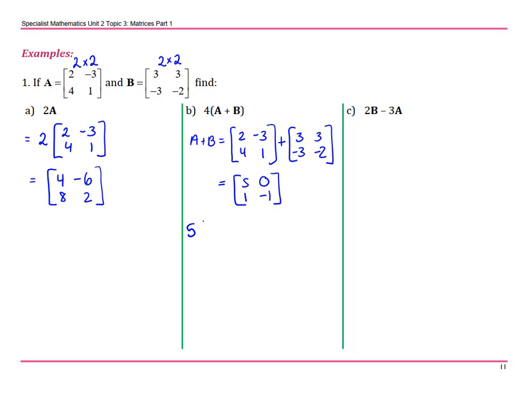So now I'm going to times that by 4. So I've got 4 lots of 5, 0, 1, -1. 4 times 5 is 20, 4 lots of 0 is 0, 4 lots of 1 is 4, 4 lots of -1 is -4.